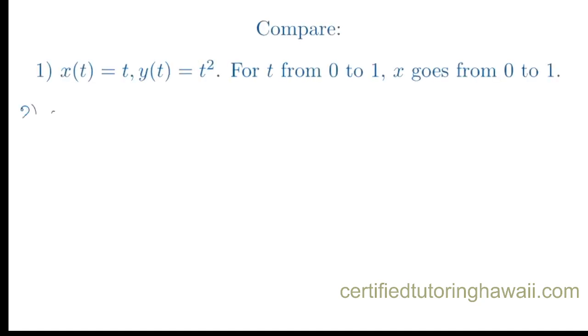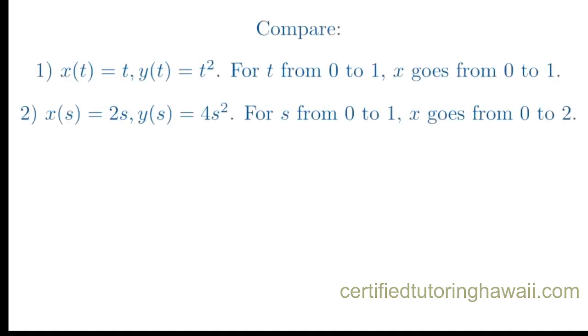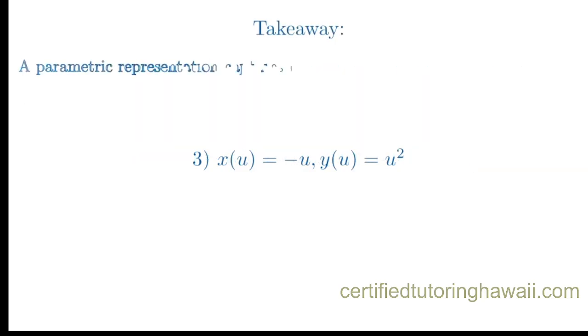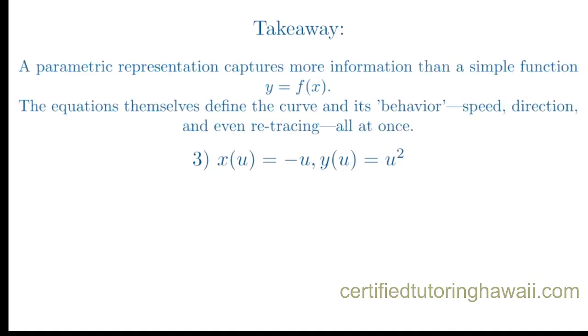Let's compare the first two, for t and s greater than or equal to 0. In the first case, as t goes from 0 to 1, x goes from 0 to 1. In the second case, as s goes from 0 to 1, x goes from 0 to 2. The second set of equations traces out the parabola twice as fast. What about the third example, x of u equals negative u? This would trace the parabola in the opposite direction, from right to left. The takeaway is this: a parametric representation captures more information than a simple function y equals f of x. The equations themselves define the curve and its behavior, speed, direction, and even retracing, all at once.